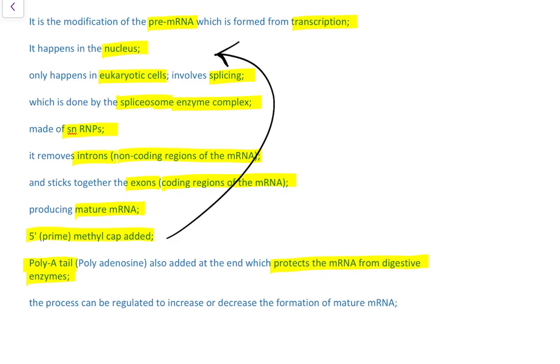And this is also a source of regulation. So we can regulate the way in which things are spliced, so it can be regulated, we can change it. We can increase or decrease the formation of mature mRNA by regulating splicing. And we can also, as we'll see next, make different things through splicing in a different way.